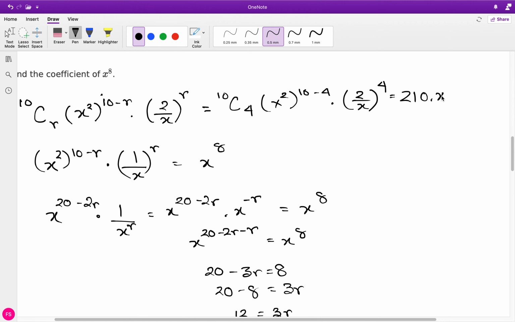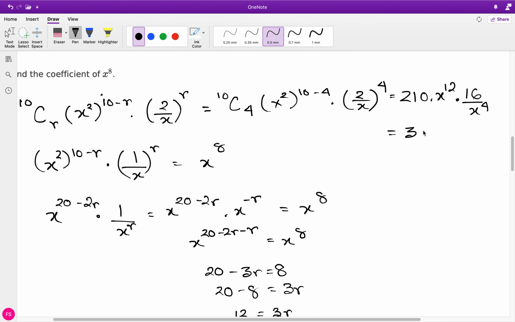210 times x to the power of 10 minus 4 is 6. 6 times 2 is 12. x to the power of 12 times 2 to the power of 4, which is 16, over x to the power of 4. Okay, now if you simplify this, you need to multiply 210 times 16.